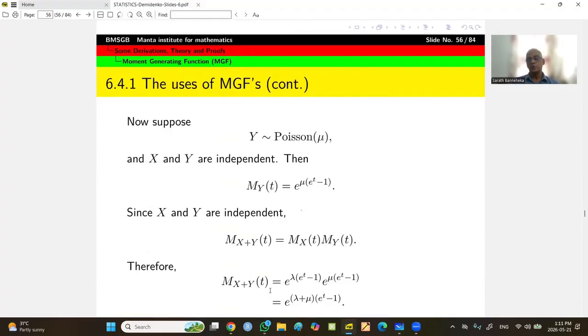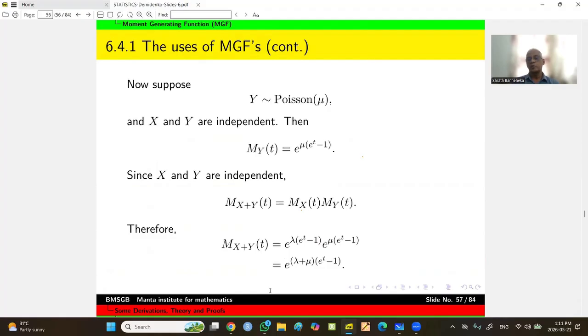X has a Poisson distribution with parameter lambda. Y has a Poisson distribution with parameter mu, rate parameters, both cases. And suppose X and Y are independent. What is the distribution of X plus Y? Right. So we know the moment generating function now. So if y has a moment generating function with a parameter mu, then the moment generating function will be e to the power mu times (e^t minus 1).